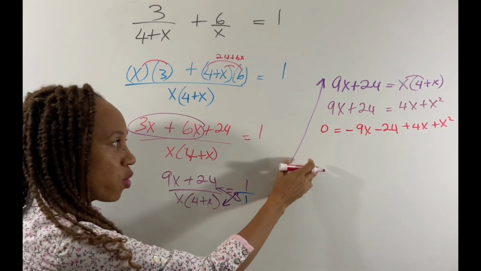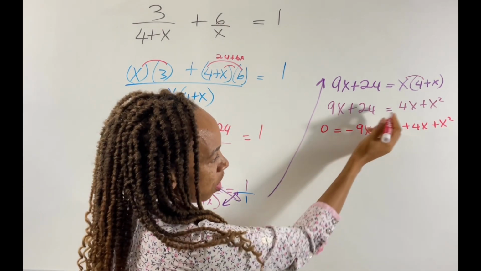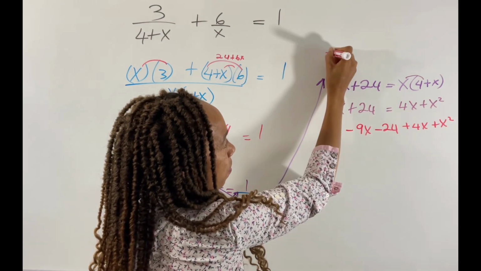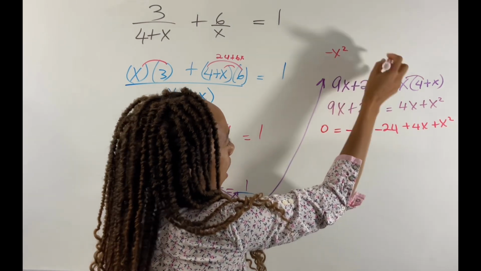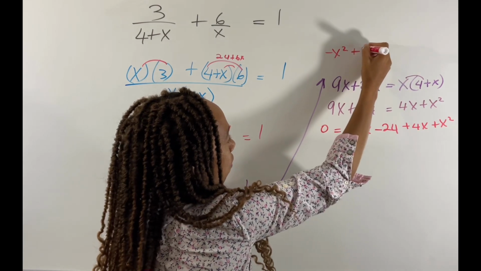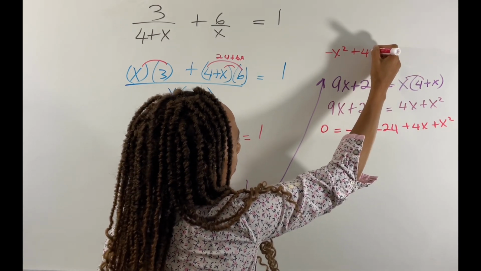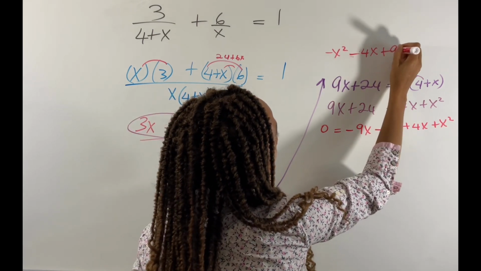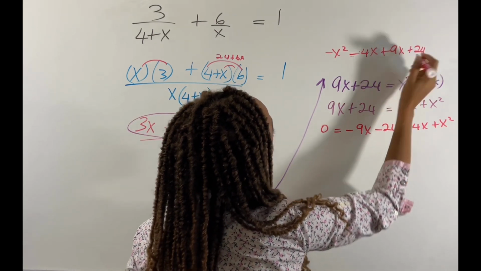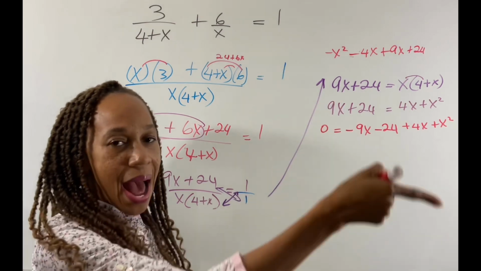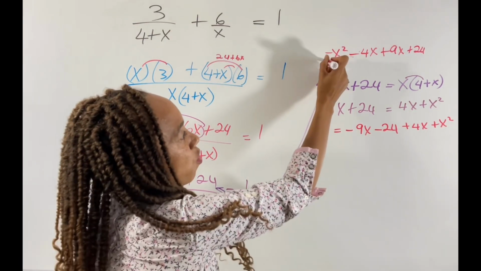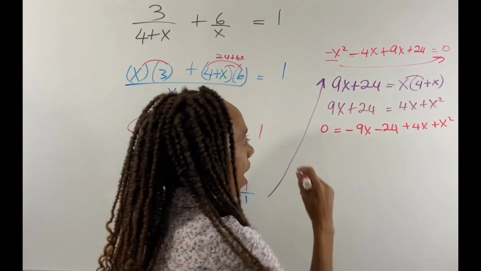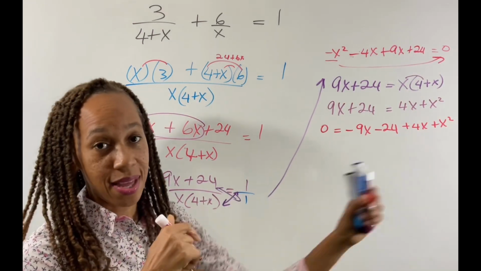The reason why I'm doing this is because I don't want you to bring this over and have a negative x squared. If you end up with a negative x squared, that would be negative x squared minus 4x plus 9x plus 24, but then you would have to bring back the x squared over to the other side, and you don't want to do that twice. So that's why I'm writing it like this.